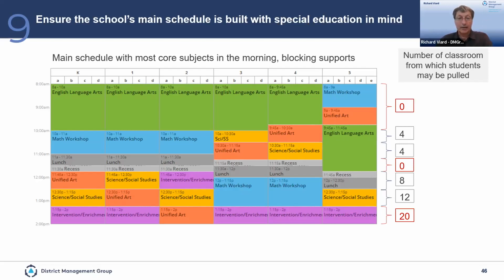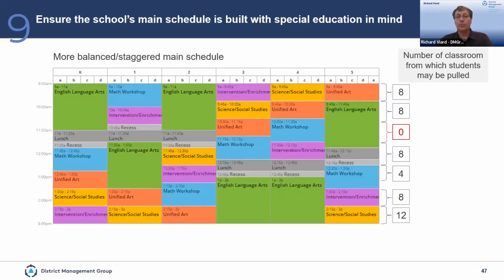But then if you look at the end of the day, where all these intervention enrichments have been scheduled at the same time, now suddenly you have 20 classrooms who need support, and you may not have the staff to do this. So what we prefer to see is a schedule that's much more balanced, where this intervention enrichment is scheduled at different times for each grade, so that staff can go grade to grade, and there's always, throughout the day, students who can be pulled out, either from the intervention enrichment block.